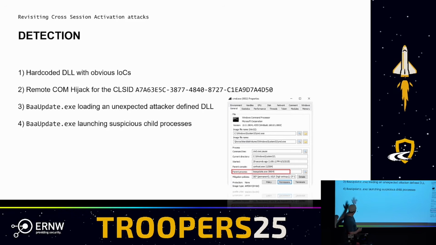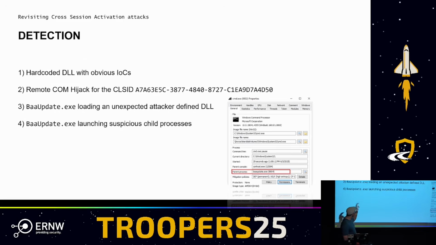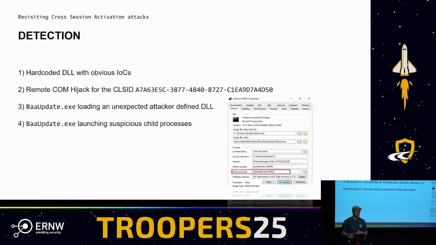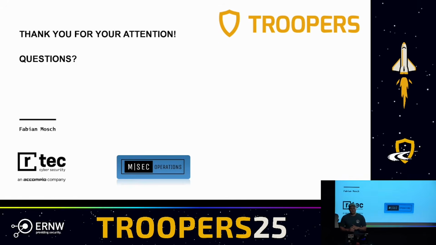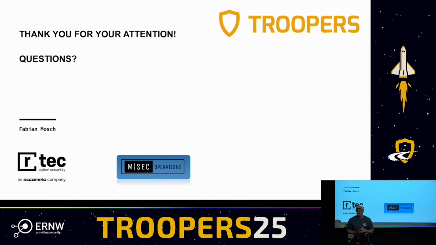On the other hand, if you want to go for behavior-based detection, you can check for a COM hijack for the specific CLS ID which is being used in this proof of concept. Or you can check for BAA update.exe loading unexpected DLLs from an attacker-defined path, because usually it should not load DLLs from C Windows 10, for example, or from other strange paths. And the third thing is it's always spawning a sub-process with the proof of concept. Normally, BAA update.exe is not spawning sub-processes. So this is pretty easy to detect with behavior-based detection. That's it. Thank you for your attention.